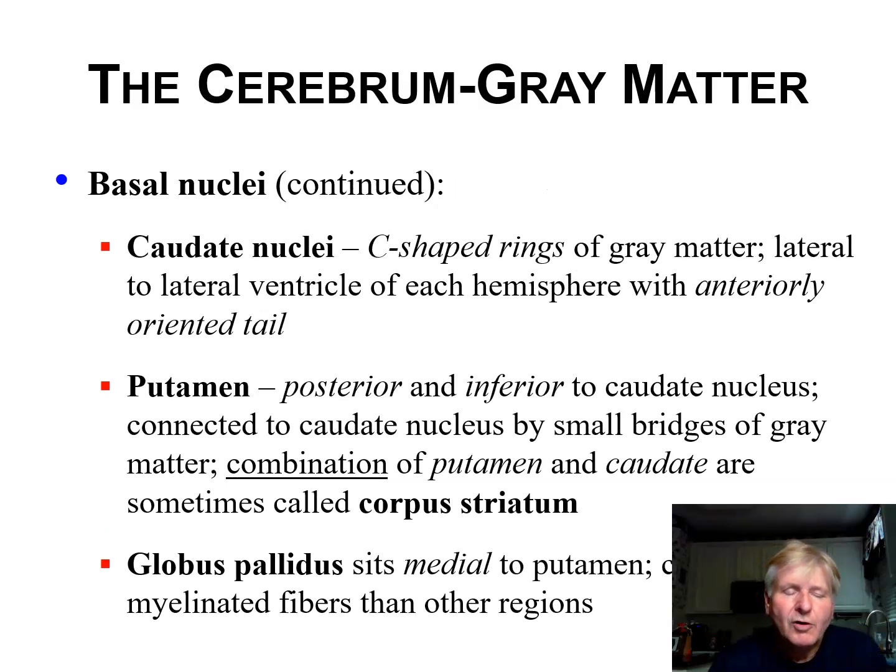So the caudate nuclei are C-shaped rings of gray matter, C for caudate nuclei. They're lateral to the lateral ventricles of each hemisphere with an anteriorly oriented tail. They're connected to the putamen, which is posterior and inferior to the caudate nucleus, and is connected to the caudate nucleus by small bridges of gray matter. So we refer to these two nuclei as a corpus striatum. And then the third basal nucleus, the globus pallidus, is just medial to the putamen. It's basically inhibitory to the primary motor cortex, whereas the caudate nucleus and putamen are excitatory.